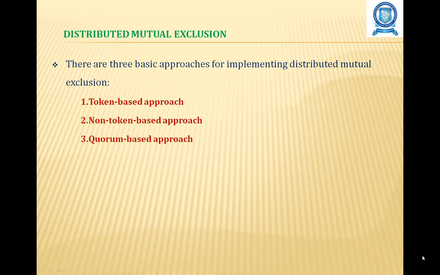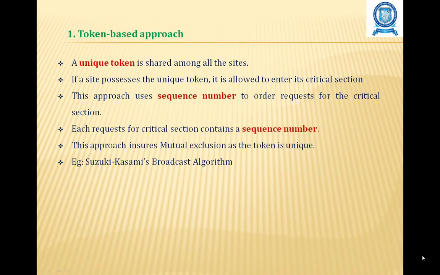The design of distributed mutual exclusion algorithms is complex because these algorithms have to deal with unpredictable message delays and incomplete knowledge of the system state. For this purpose, there are three basic approaches for implementing distributed mutual exclusion: the token-based approach, the non-token based approach, and the quorum-based approach. First, let us see what is meant by the token-based approach.